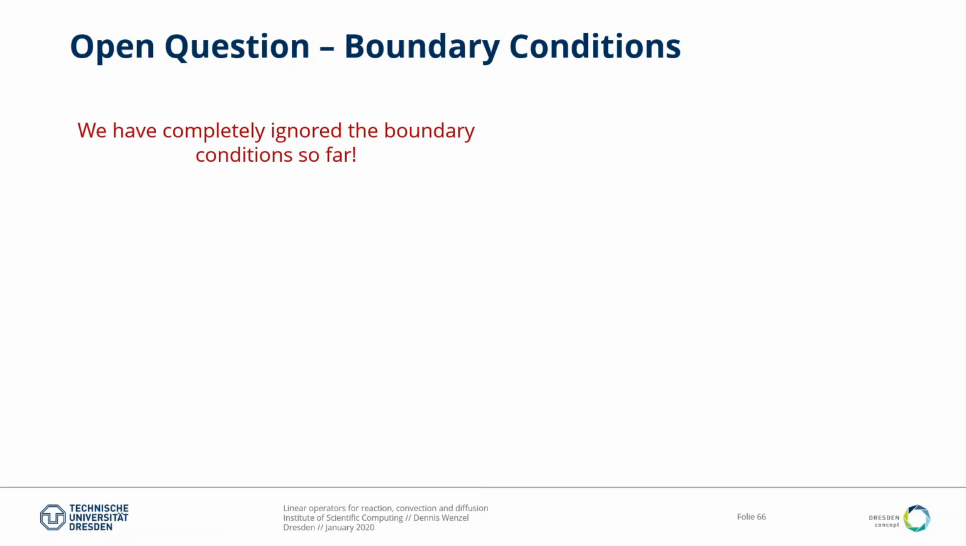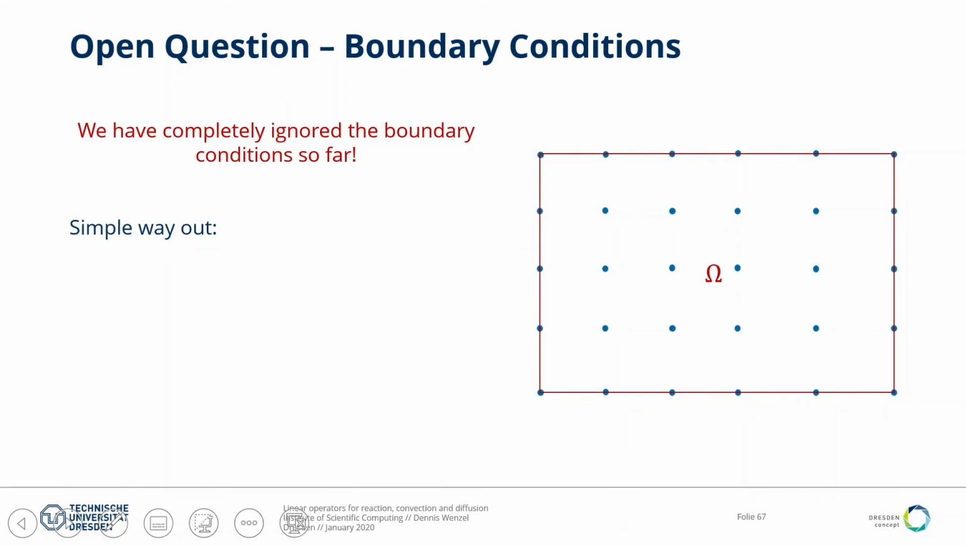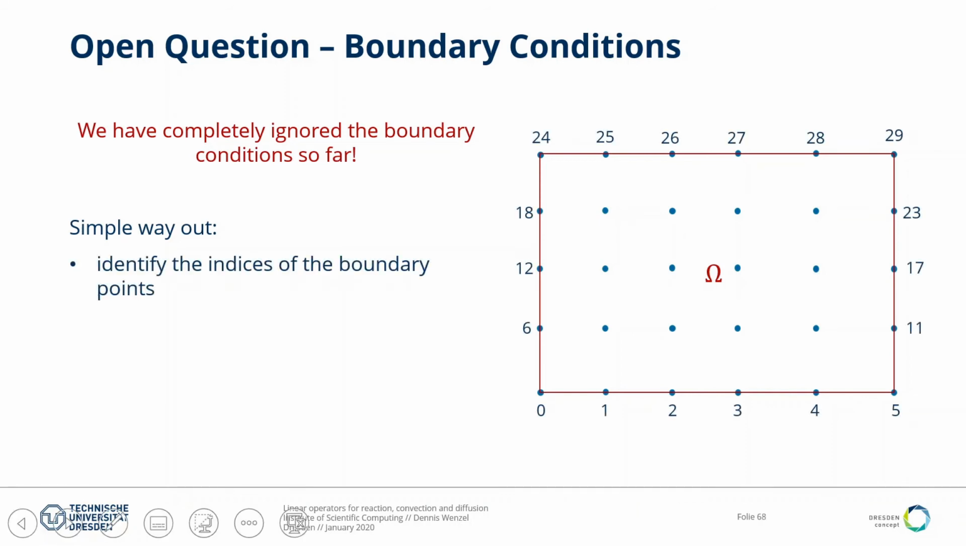I mean, if you set up the system just like we did in those last few minutes, then why would the solution be zero in the boundaries? We have not done anything to achieve this. But it's not so simple. So if you think about your domain and those points that were used to construct your grid, then the first step to include boundary conditions is to identify the indices of those boundary points.